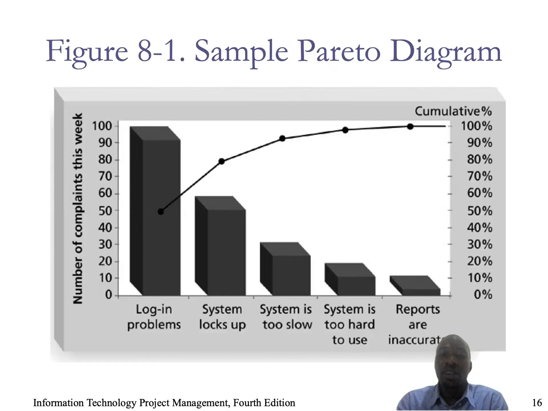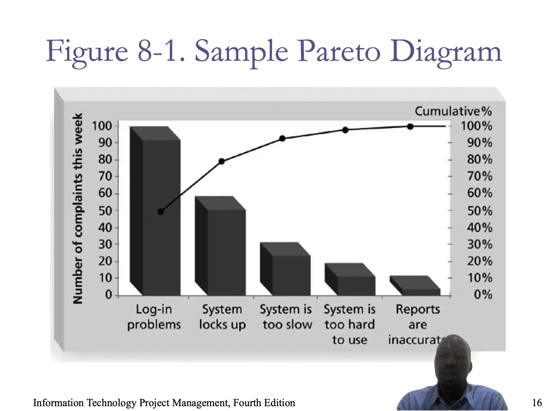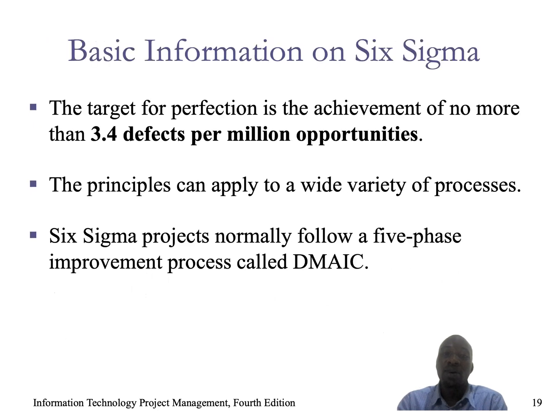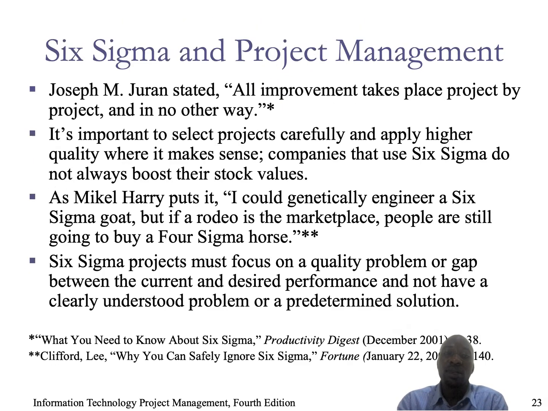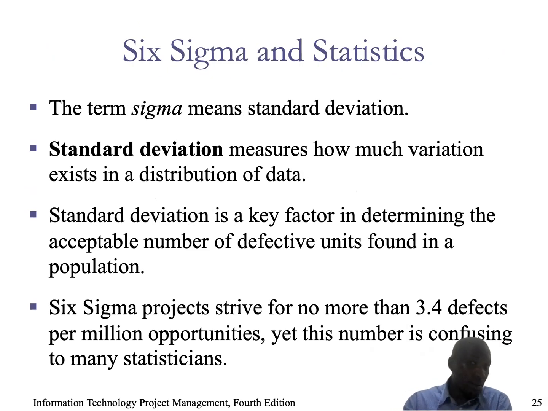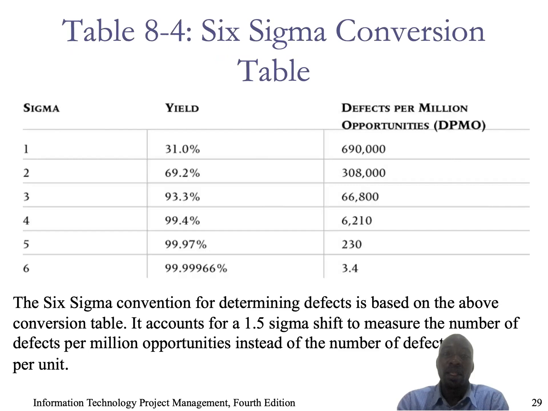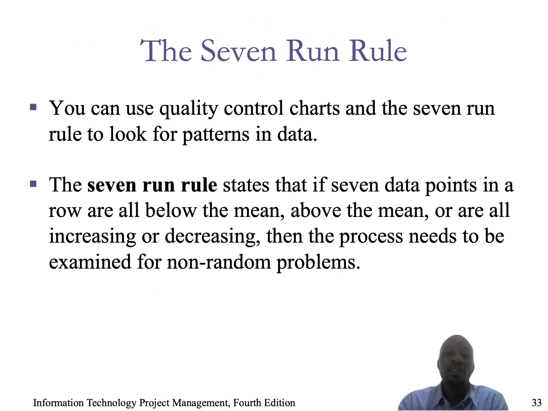Pareto diagram, as you can see, because we said that it involves identifying the vital few contributors that account for the most quality problems in the system, as you can see in the graph. Then we have statistical sampling and standard deviation that I want each person to go through. Then Six Sigma, all these techniques, I want you to go through them. These are different techniques that we use.